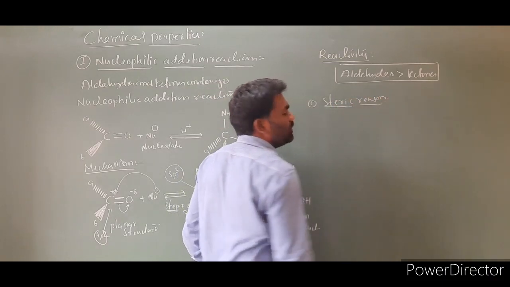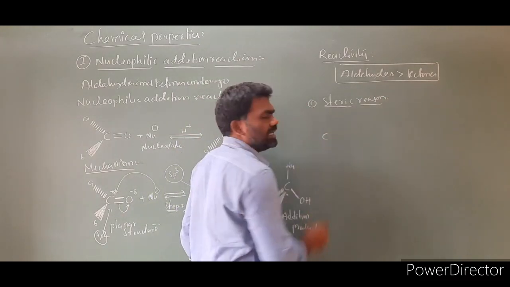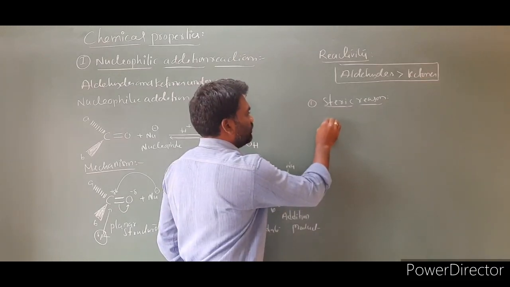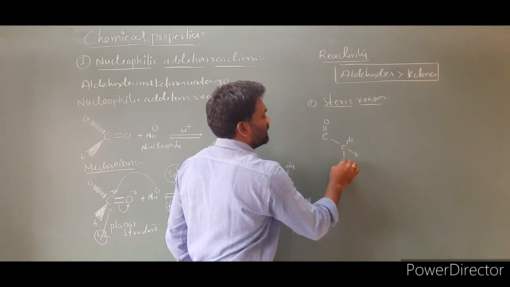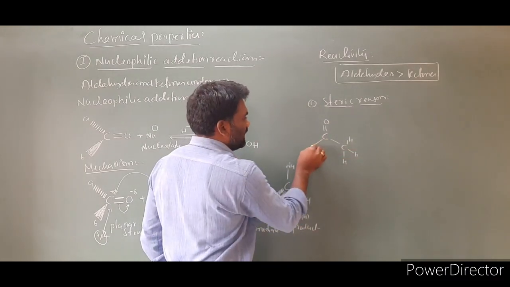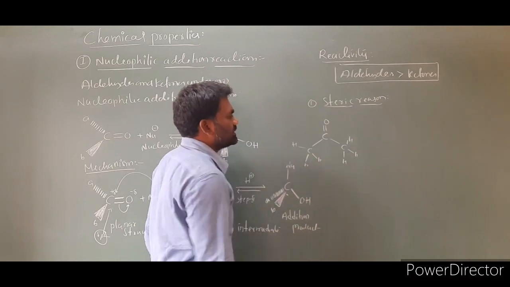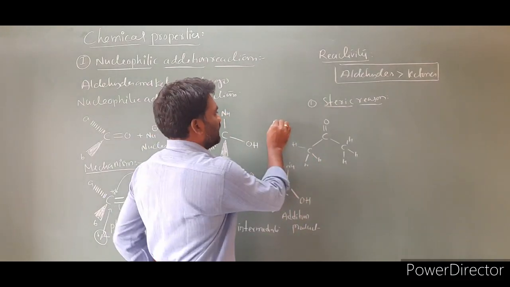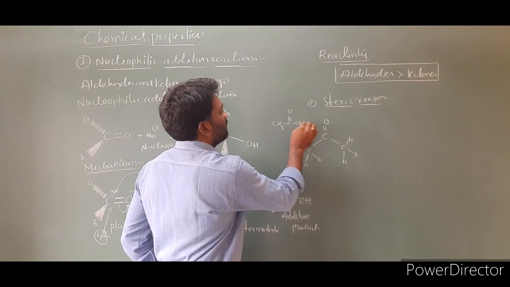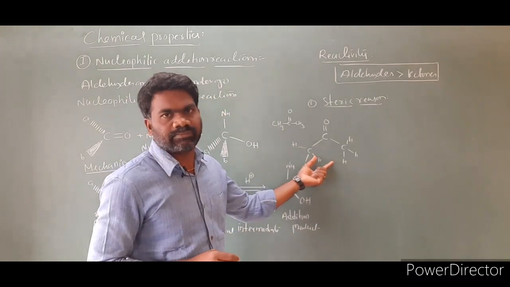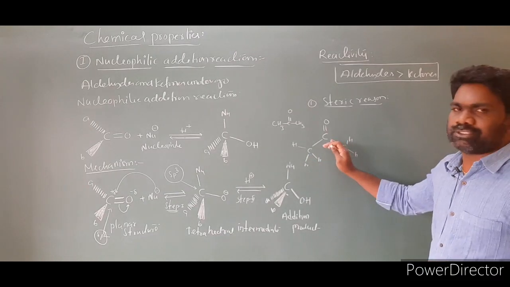Steric reason. If you look at aldehydes and ketones, first I am taking a ketone structure. For understanding purposes I am taking acetone. So C double bond O, with two methyl groups present like this, right? This is the acetone structure. Actually you can write acetone as CH3 C double bond O CH3. This structure I took like this, the meaning remains the same. So there are two bulky groups attached to the carbonyl group.